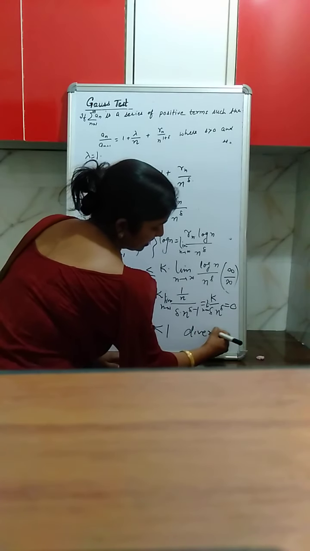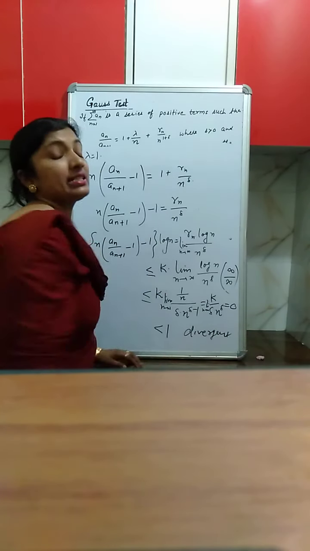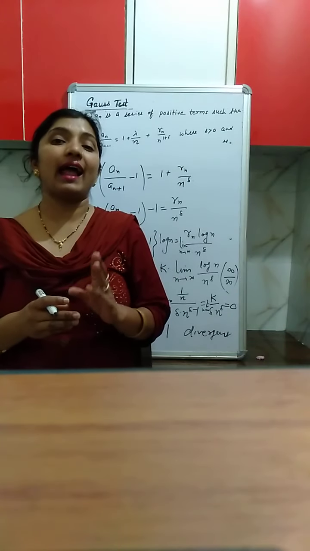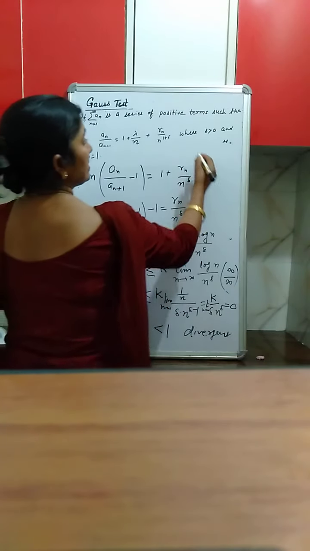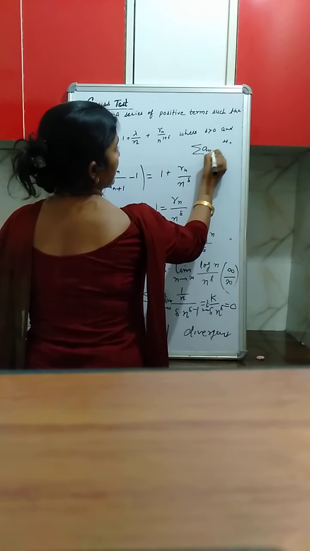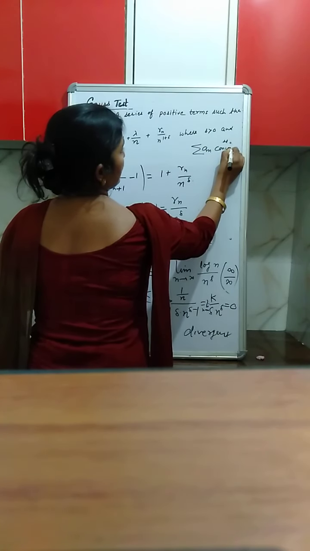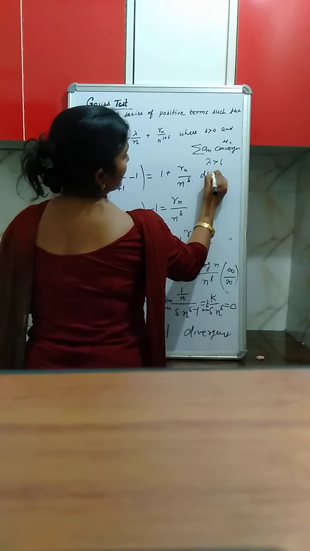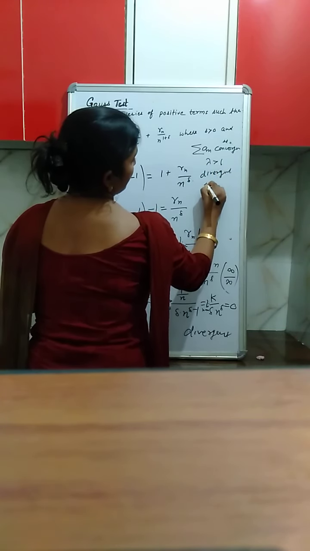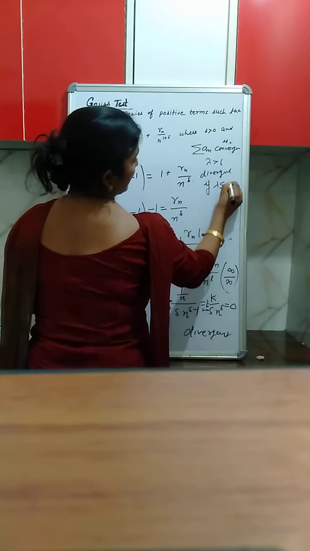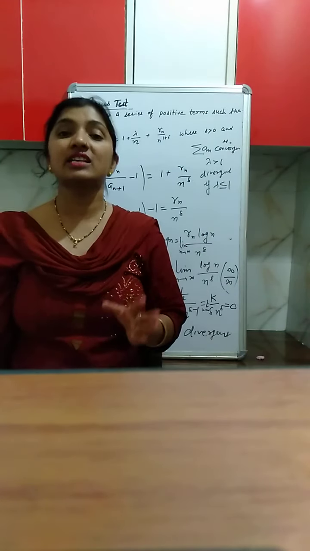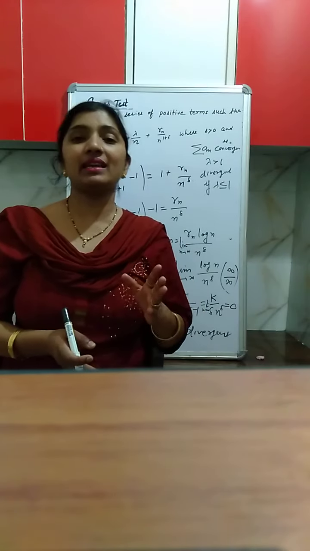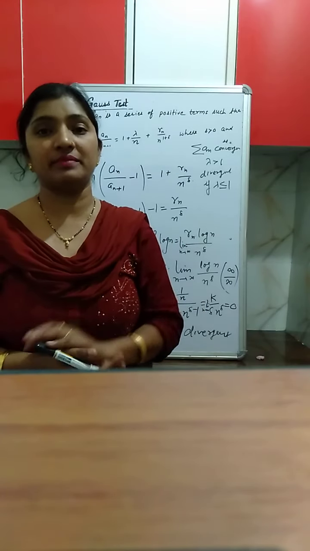Okay, so by De Morgan and Bertrand test, when this expression has limit less than 1, this series summation is divergent. So this is the most important test because this is the only test which does not fail at equal to 1. So the series summation is convergent if lambda is greater than 1 and divergent if lambda is less than or equal to 1. This test never fails. So this is the most important test.